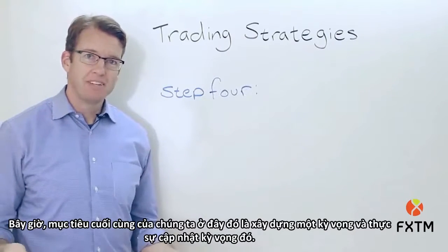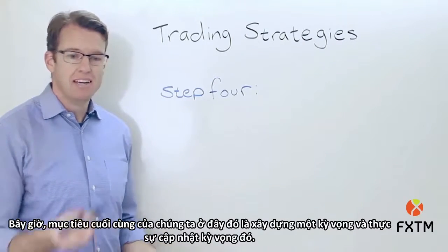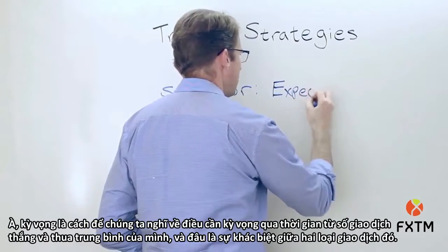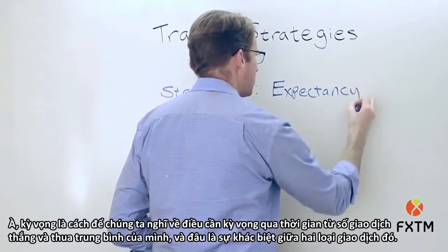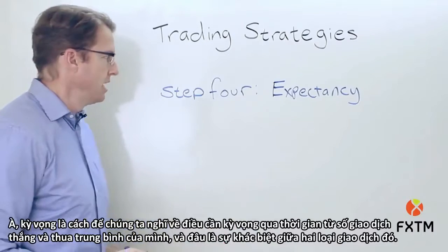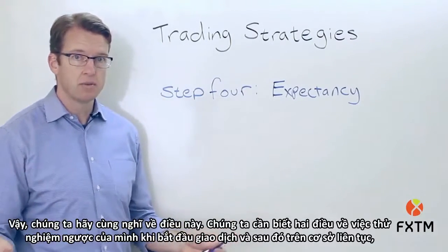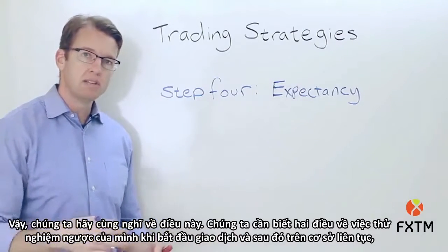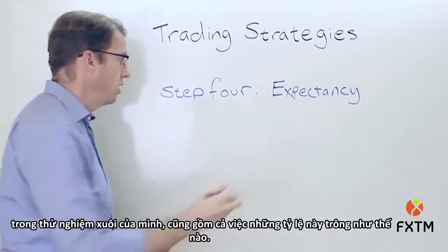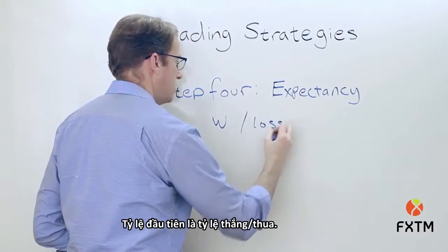Now, our last objective here is to develop an expectancy, and to actually keep that expectancy up to date. So what does this actually mean? Well, expectancy is a way for us to think about what to expect over time from our average winners and losers, and what's the difference between the two. Now, we need to know two things, at least in our back testing when we initially start, and then on an ongoing basis in our forward testing. The first one is a win to loss ratio.